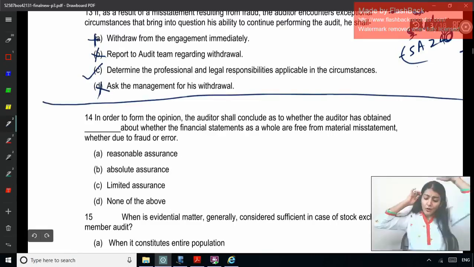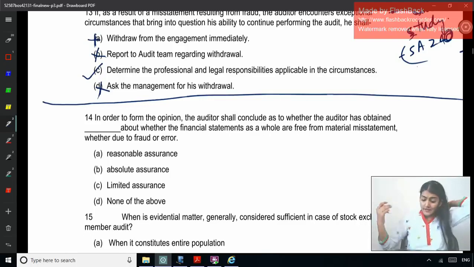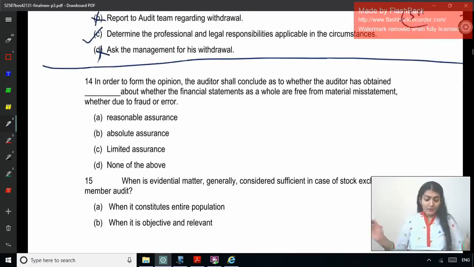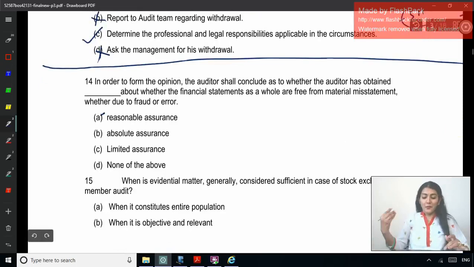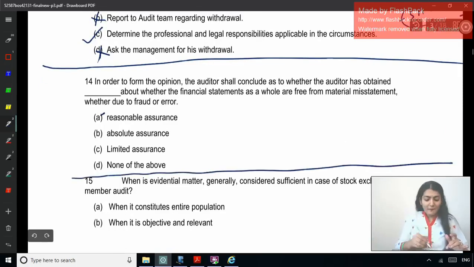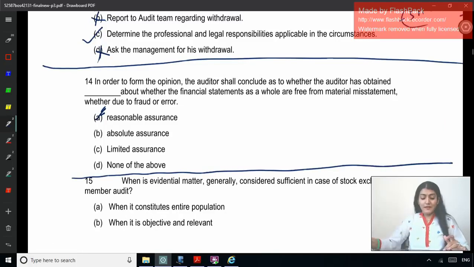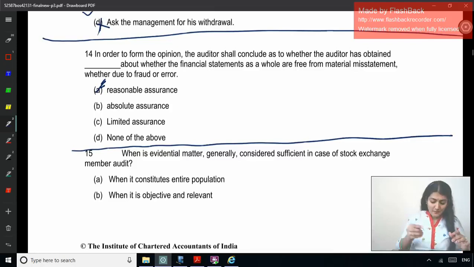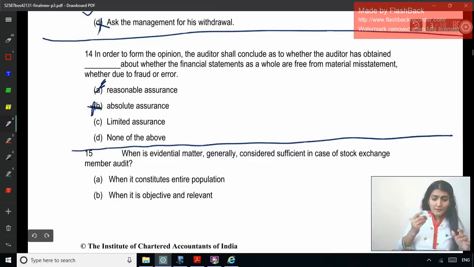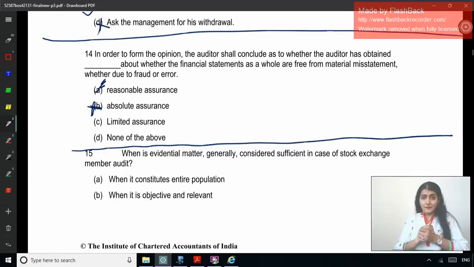In order to form an opinion, the auditor shall conclude as to whether the auditor has obtained reasonable assurance about whether the financial statements as a whole are free from material misstatement, whether due to fraud or error, right? SA 200, the overall objective, right? Reasonable assurance that financial statements are free from material misstatement. No absolute assurance. Why? Due to the inherent limitations of an audit.